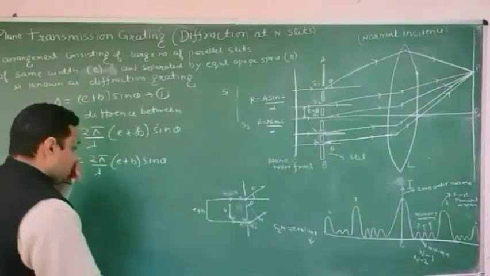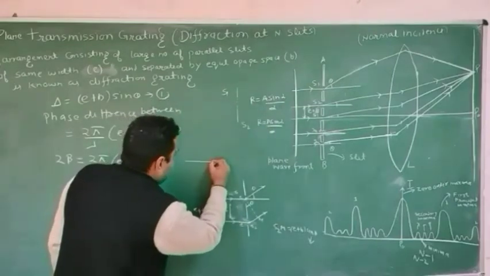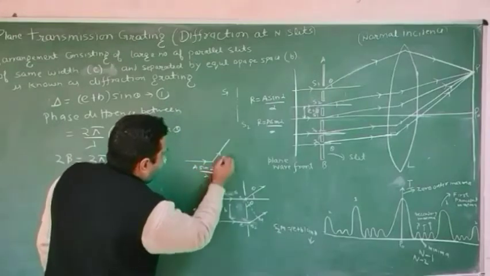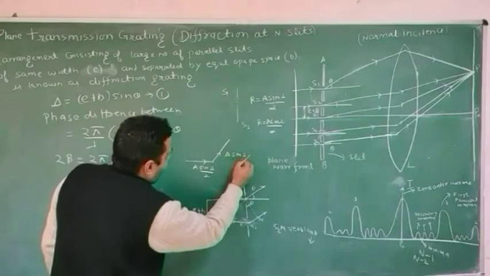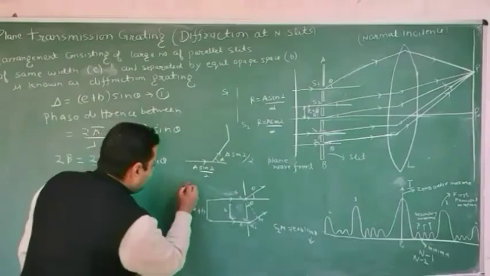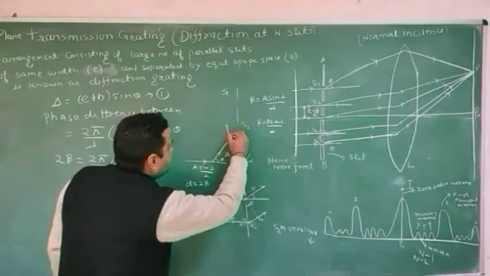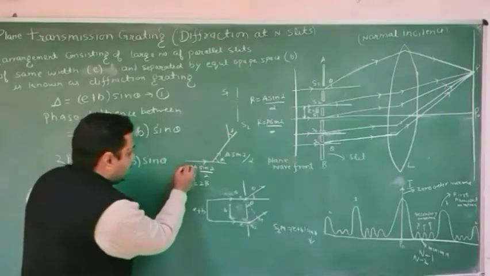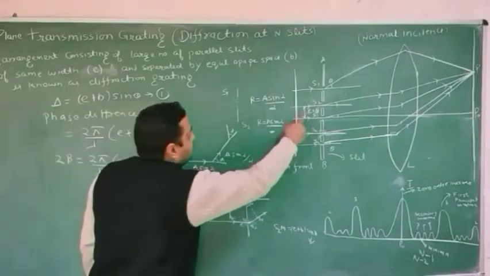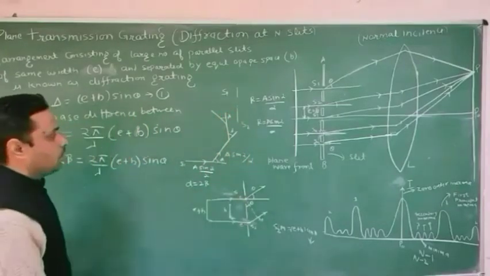Understand? Now each resultant is A sin alpha upon alpha, and again at a constant phase difference, that is 2 beta. At a constant phase difference, the light from slit 1, from slit 2, S2, and from slit S3 comes with equal path difference d.